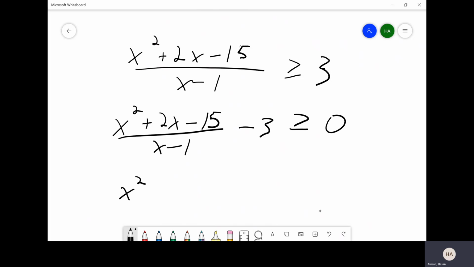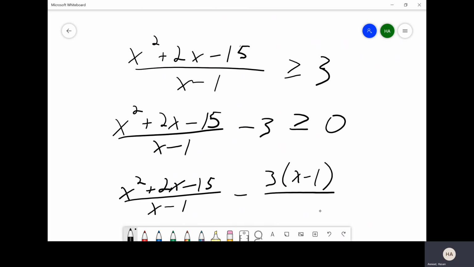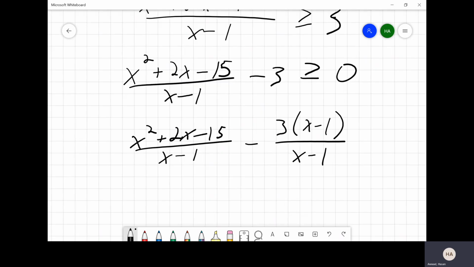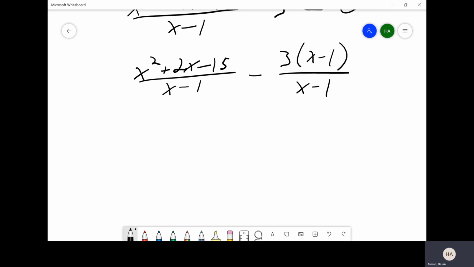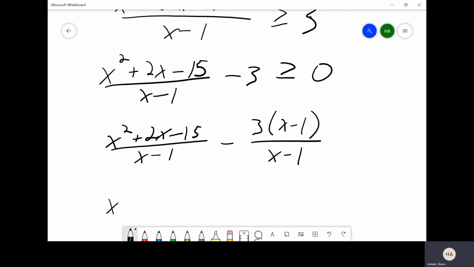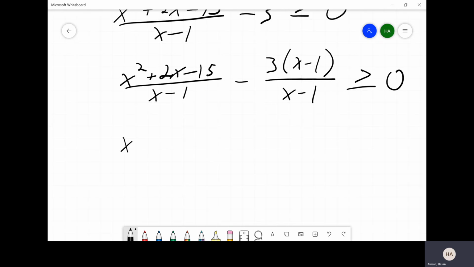So we get (x squared plus 2x minus 15) over (x minus 1), minus 3(x minus 1) over (x minus 1), right? We have common denominators now, so now we can go ahead and subtract everything. So we get x squared, and I made a very bad mistake. You should always carry down that inequality sign. So sorry about that, but just always carry it down with you.